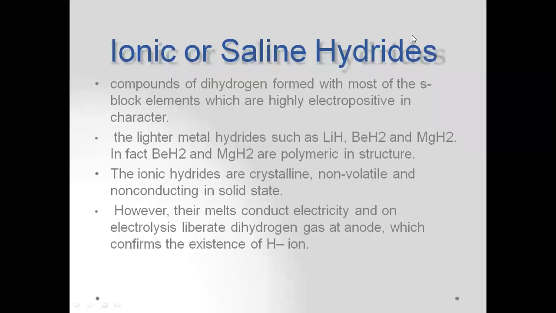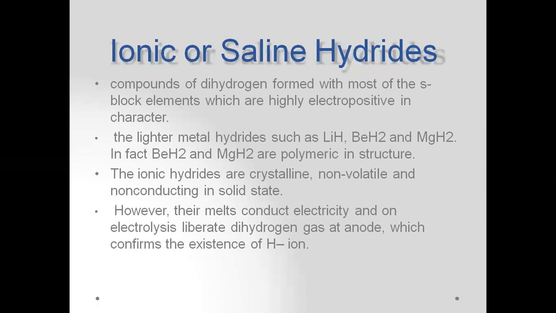Ionic or saline hydrides are the compounds of dihydrogen formed with most of the s-block elements, which are highly electropositive in character. The lightest metal hydrides, such as LiH and BeH2, mean that the elements present in the s-block combine with hydrogen and form ionic hydrides. These ionic hydrides are crystalline, meaning they have specific structures, non-volatile, and non-conducting in the solid state. They can conduct electricity when dissolved in water or in the molten state.